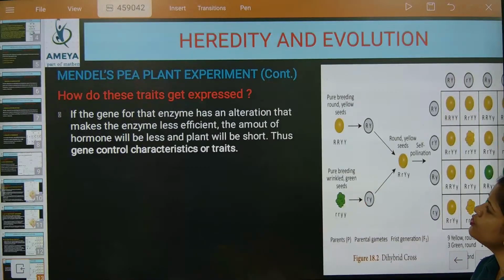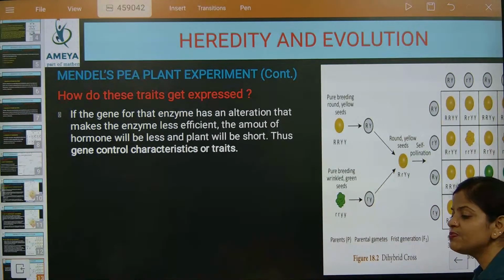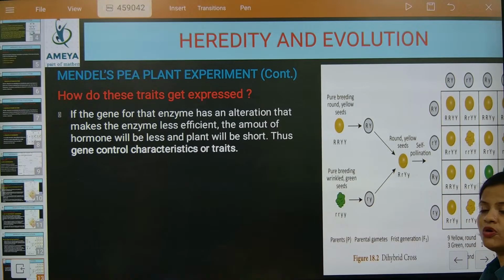So now, how does this trait get expressed? The third point is, if the gene of that enzyme has an alteration, a little alteration means that the enzyme becomes less efficient. The enzyme is not that efficient, so the amount of hormone will be less and the plant will be short. A good amount of hormone means the plant will be tall. A less amount of hormone means the plant will become short. So that's the most important thing. Thus, genes control the characteristics of a trait.